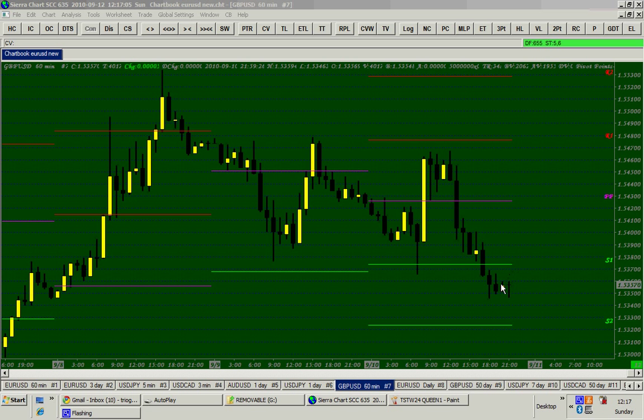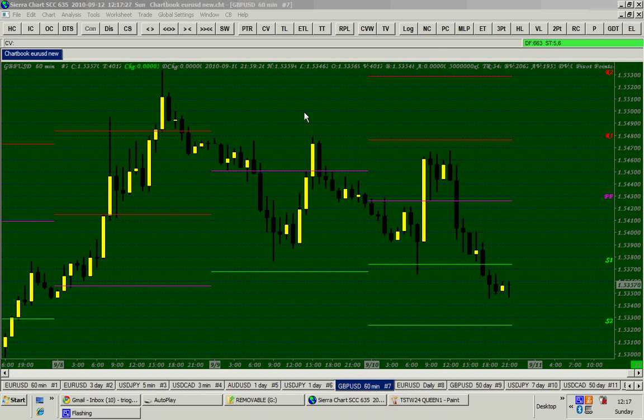Now, another level I want to talk about is what I call the M1, M2, M3, M4. What is the M1? The M1 is the middle line between the S2 and the S1. I need to go fast because I've got only 10 minutes. So you do level S2 plus level S1 divided by 2.